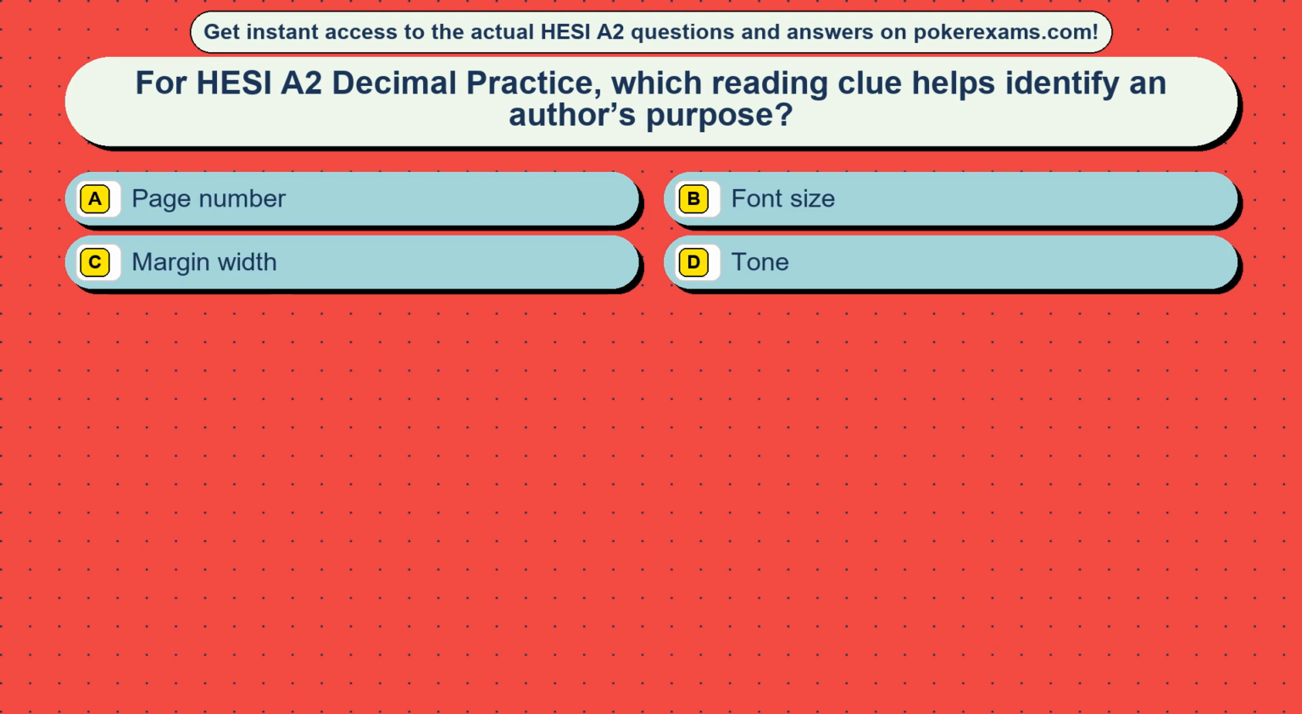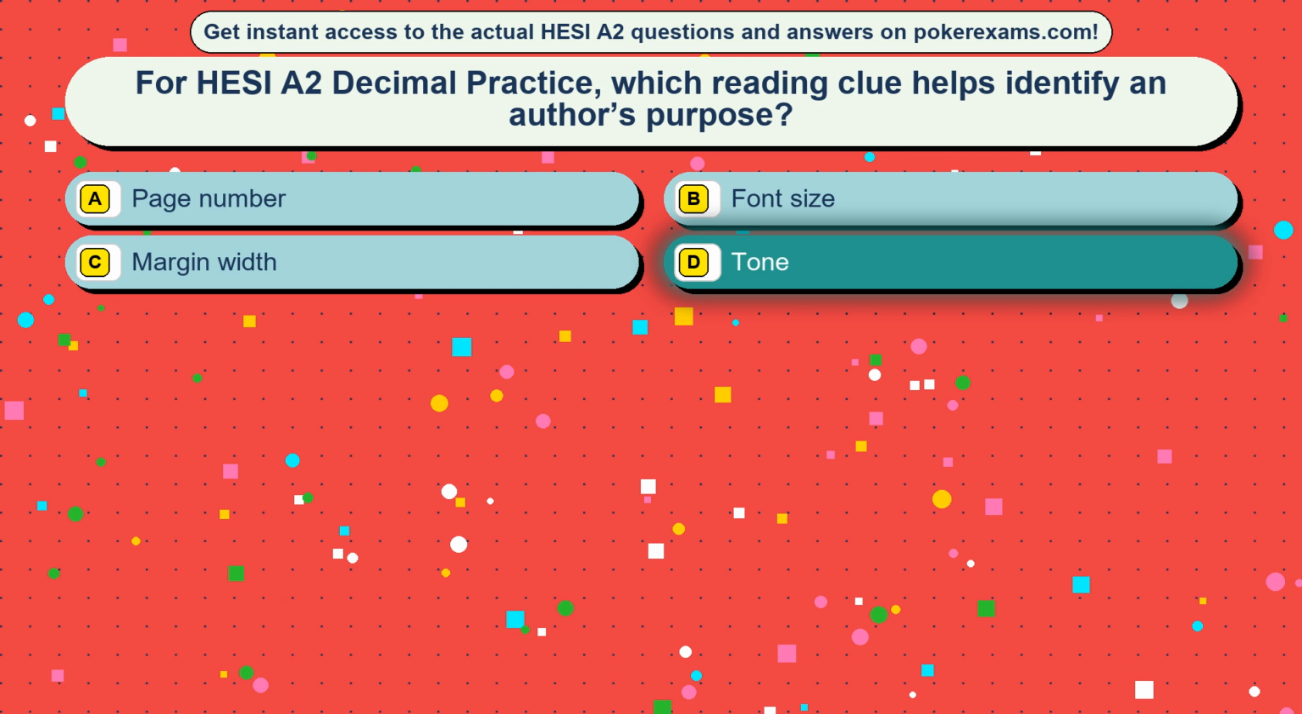Question 22. For HESI A2 decimal practice, which reading clue helps identify an author's purpose? Option A, page number. Option B, font size. Option C, margin width. Option D, tone. The correct answer is option D, tone.